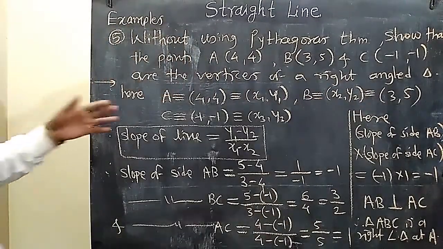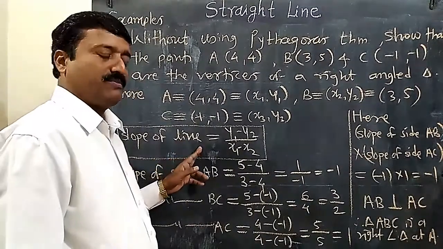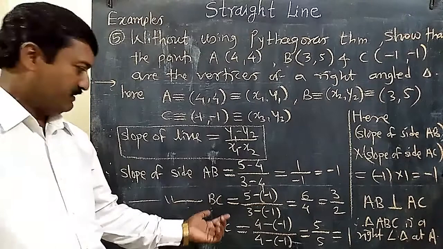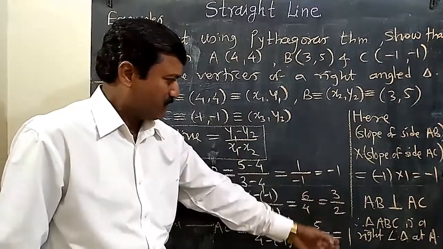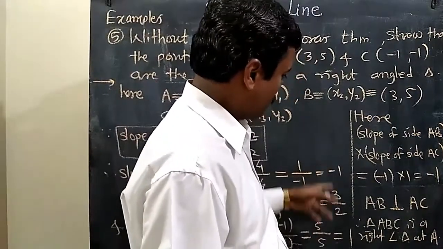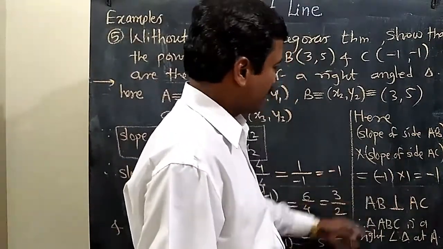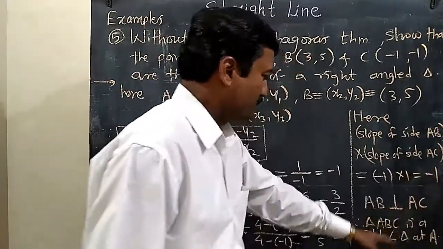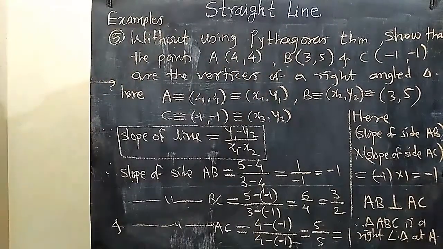In this example, we have used the same formula for slope for finding the slope of sides AB, BC and AC. By observation, you can conclude the product of which two slopes is -1. Just write those two sides and write it equal to -1, and from that, conclude the result. Let us see the next example.